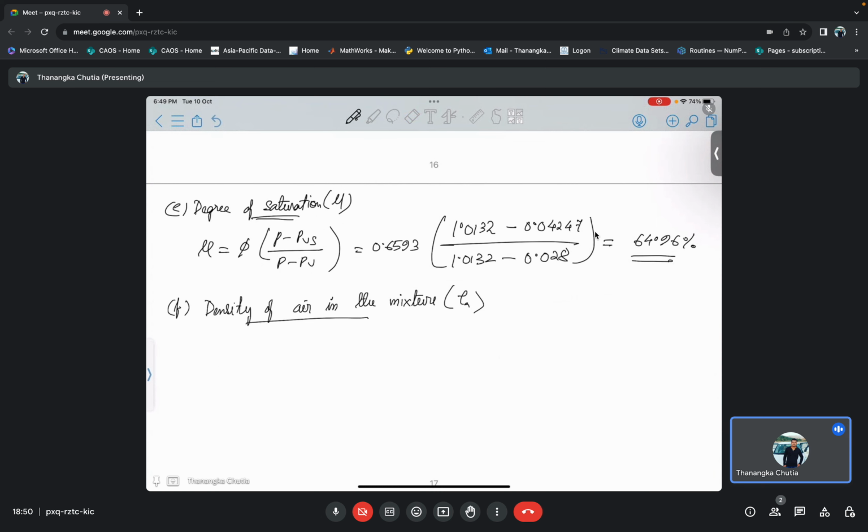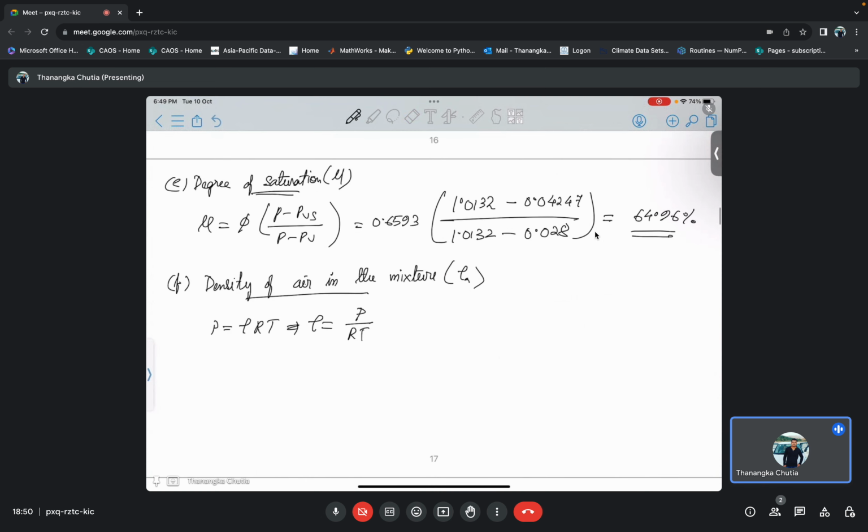Okay, so we already know that P is equal to rho RT, so from here rho is equal to P by RT. Therefore rho A will be nothing but PA by RA times TA. And so what is PA? PA is nothing but P minus PV. Okay, RA we already know as 0.287 kilojoule per kg Kelvin, and TA is nothing but T dBT, that is 30 degrees Celsius.